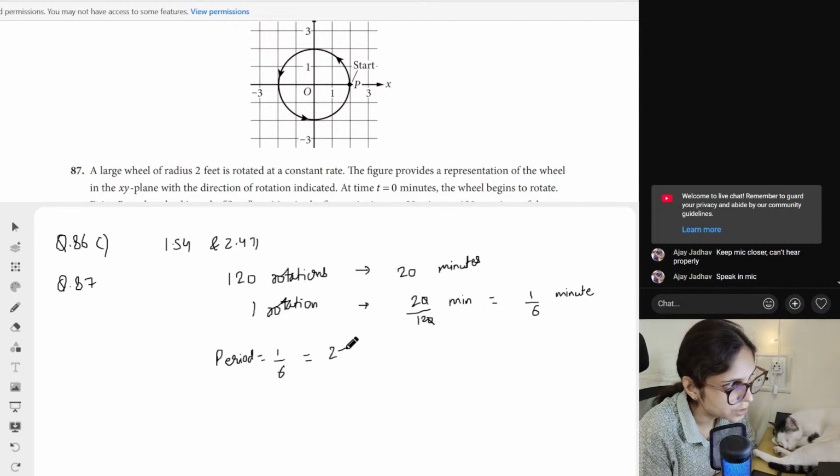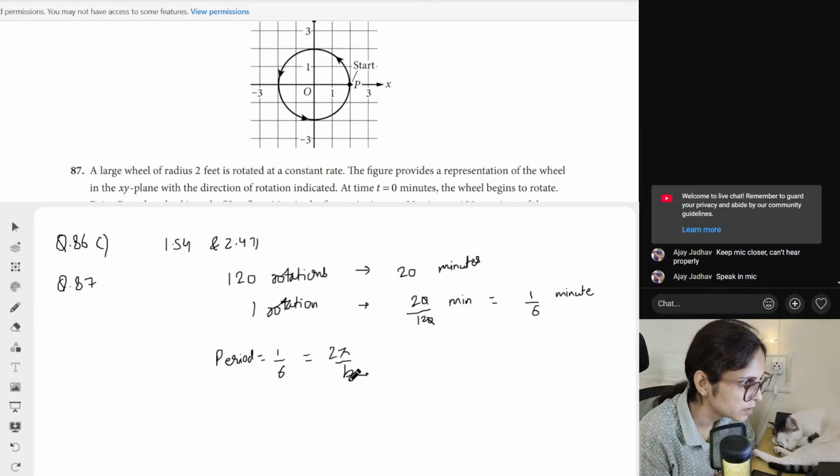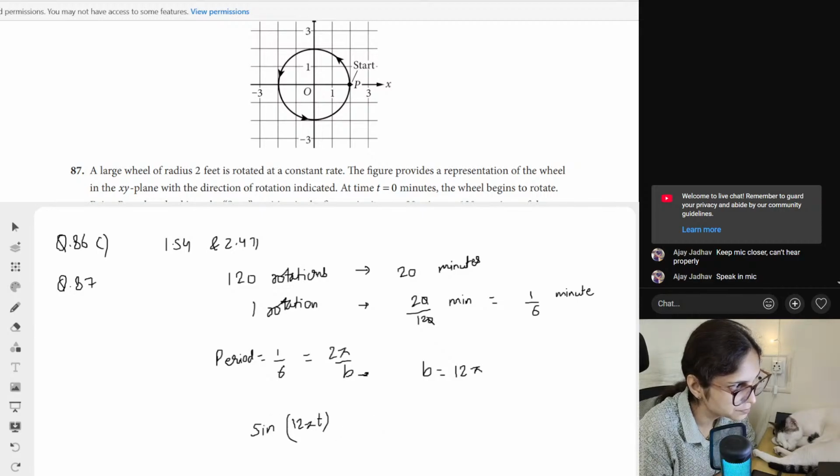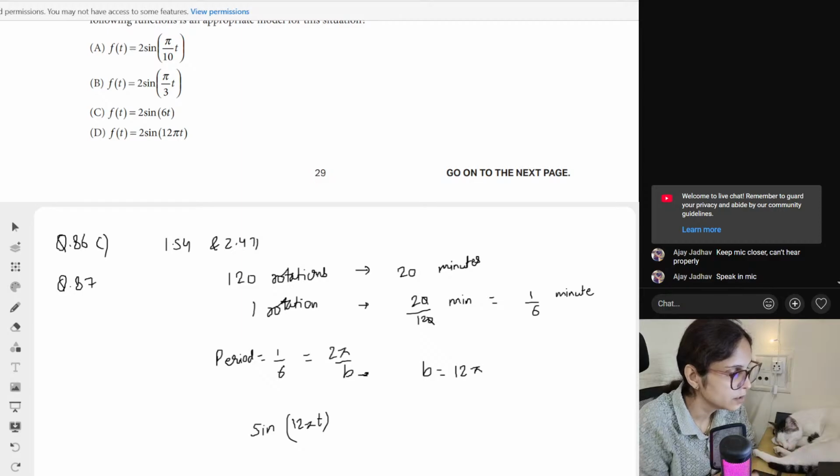And we know that the period is equal to 2 pi over B, where B is the multiplicative factor of t, and that is what we have to find out. So cross multiply, B will be 12 pi. So it should be sine 12 pi t. There's only one option that satisfies this, option D. So the answer is option D.